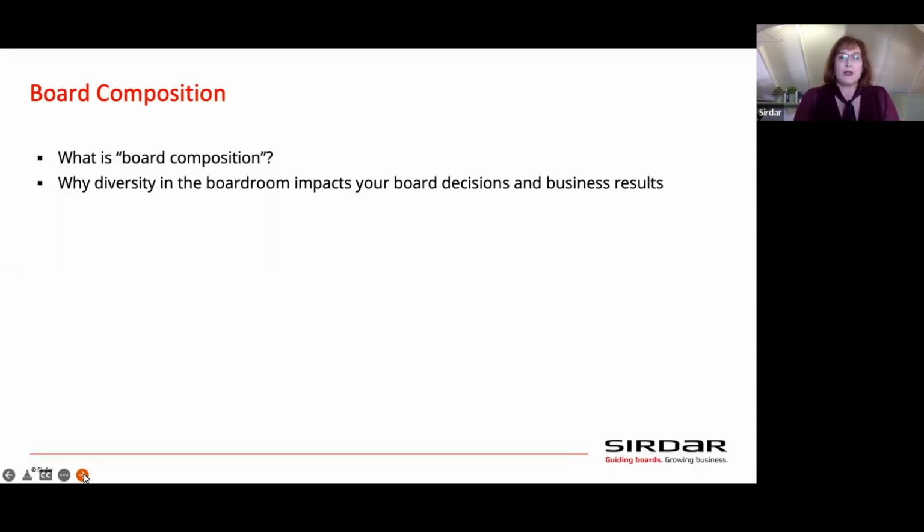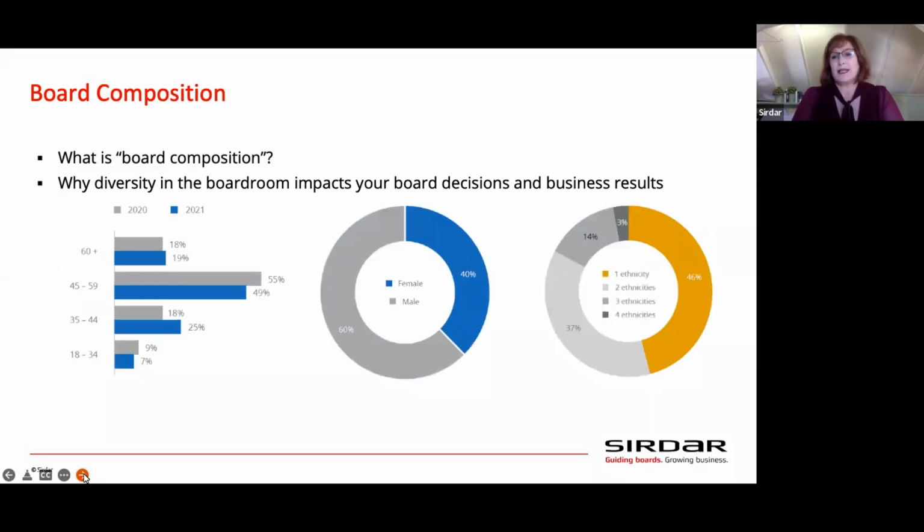So why does diversity in the board impact your board decisions and business results? I'm going to show a couple of slides here, and whilst we can talk about them, I won't dive too deep into it. These you will find in our survey report. But as mentioned before, we looked at 3 areas. The first image you see to your left is age. You then look at gender and you see ethnicity. So the first one is age. And we can see that the average age remains between 45 and 49 years old in the boardroom.